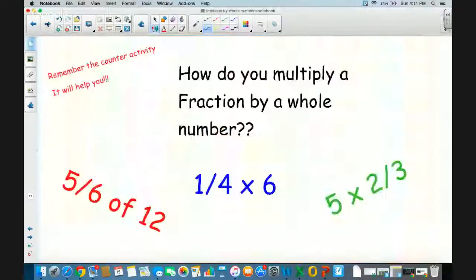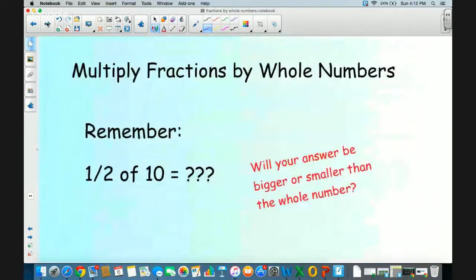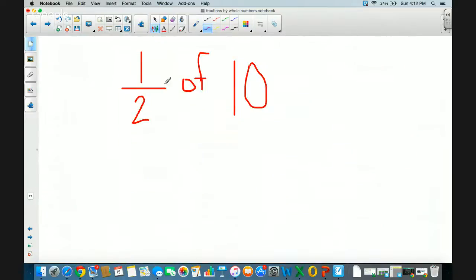All right, so today we're going to learn how to multiply a fraction by a whole number, which is very, very, very easy. If you can multiply a fraction by a fraction, you're in good shape. So, think about this problem. It says 1/2 of 10. Guys, if I say, what's a half of 10? Could you tell me just in your head? If you had 10, you're just going to split it in half. What would be the answer? Half of 10 is 5.